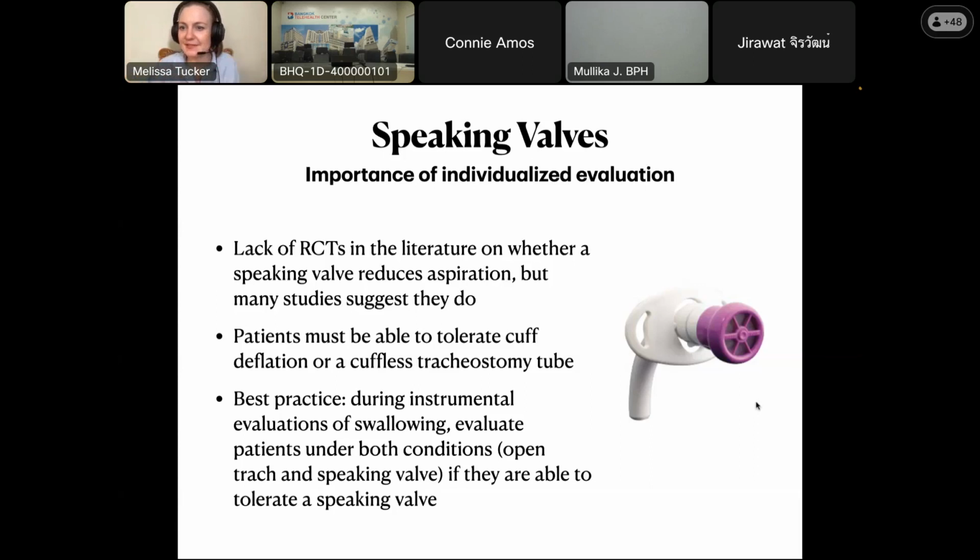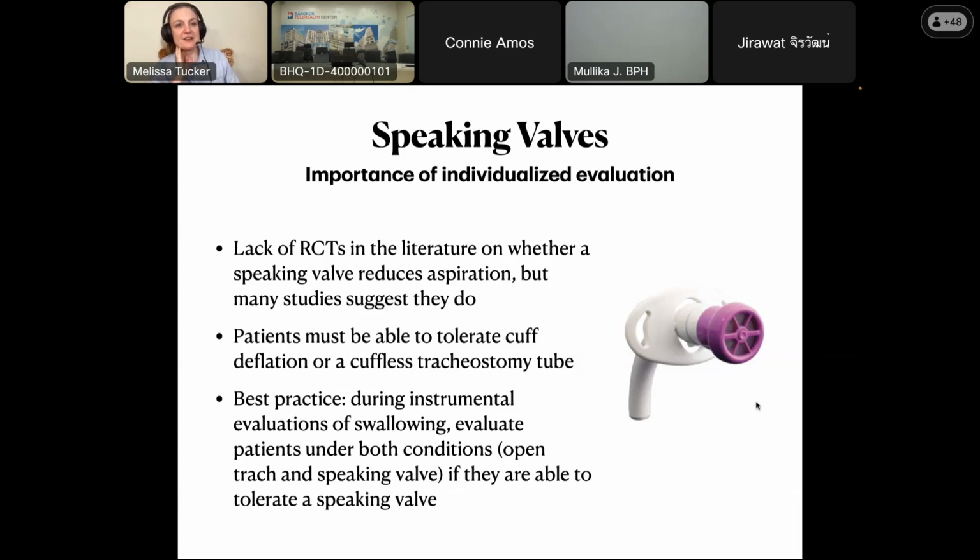Connie, I thought I may have seen another question pop up in the chat. It briefly pops up on my screen and then it disappears. The question was, is the Shaker exercise appropriate for trach patients? Maybe is the answer.